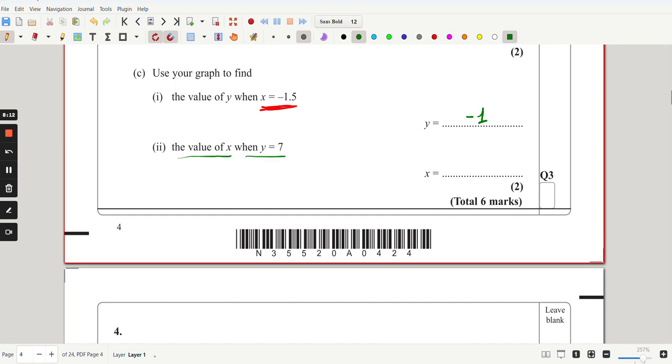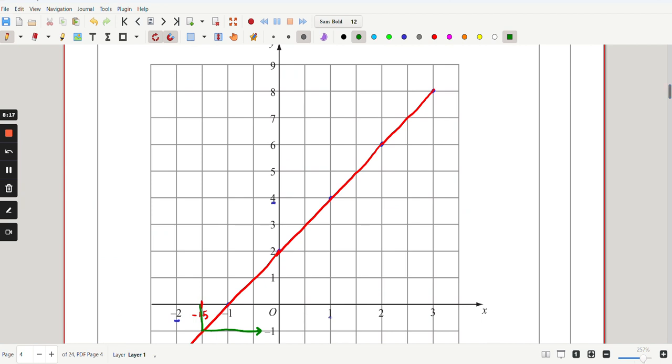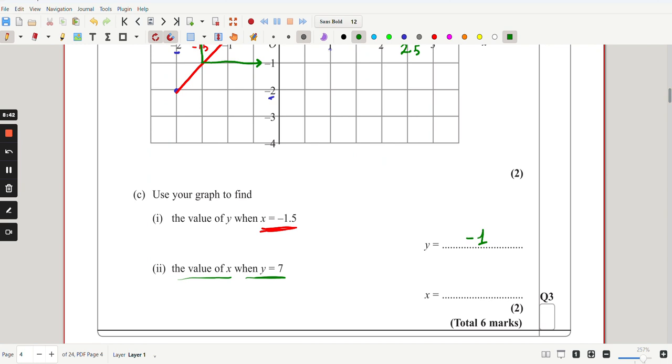Find the value of x when y equals 7. So we'll go to the y-axis. 7 is here. We'll draw a horizontal line till we reach the red line here. Then go down and see what it equals on the x-axis. It's midway, the midpoint between 2 and 3. That means this is 2.5. So x equals 2.5.